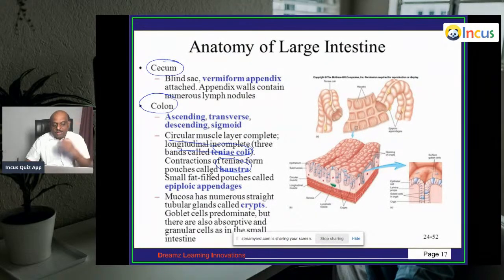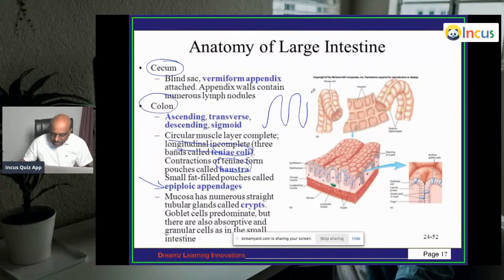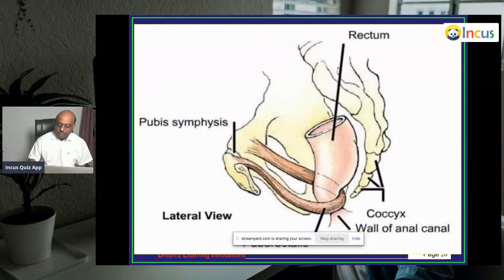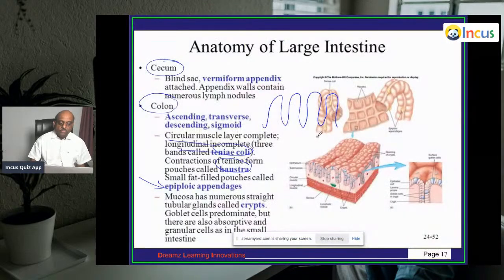Similarly, colon is recognized by small fat-filled pouches which are called epiploic appendages. And the mucosa of the colon has tubular glands which are called crypts, is what you need to remember. And there are a lot of goblet cells in colon, because they're very important to increase the absorptive surface of the colon.